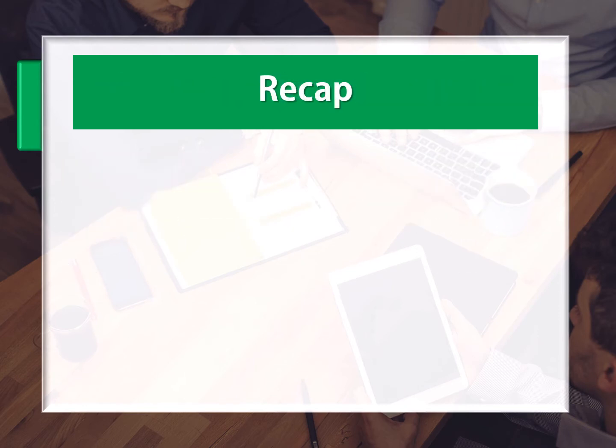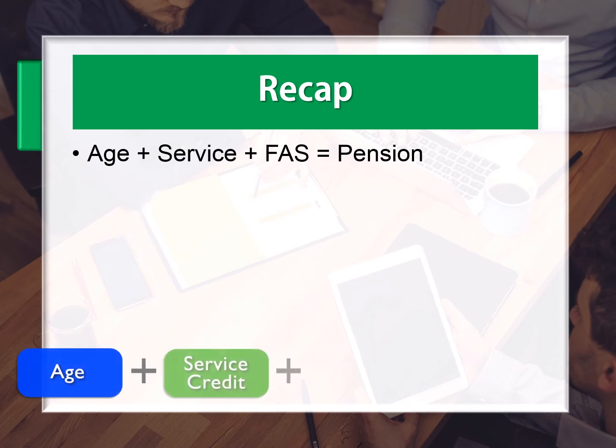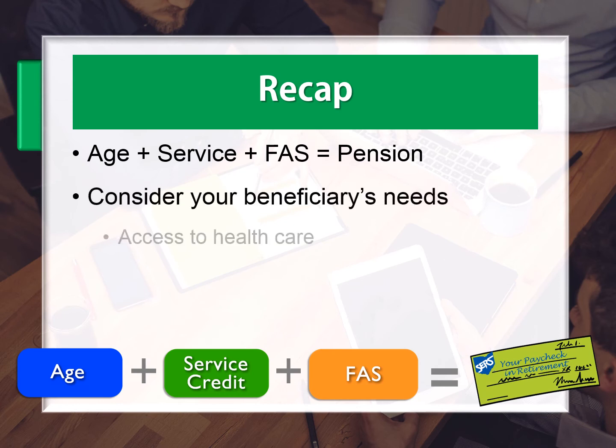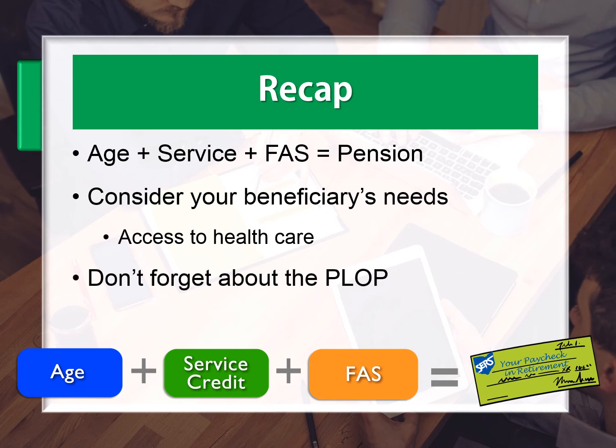That was a whole lot of information in a fairly short amount of time, so let's do a recap. Your age plus your years of service plus your final average salary equals your paycheck in retirement. When choosing your plan of payment, consider your spouse or beneficiary's needs, including access to health care coverage. Remember that you do have the option to choose a PLOP and that your spouse may need to sign a consent form based on your choices. Regardless of the plan you choose, your designated beneficiary will receive a $1,000 death benefit when you pass away.